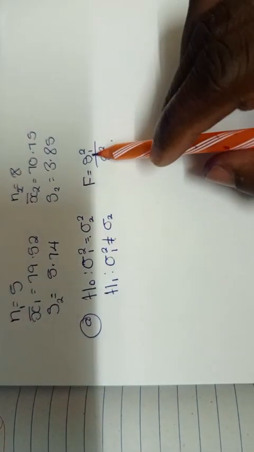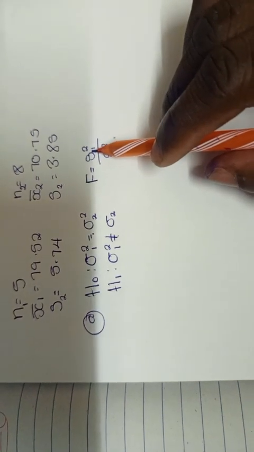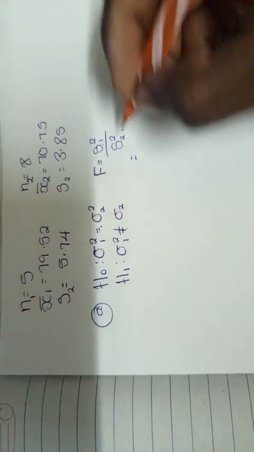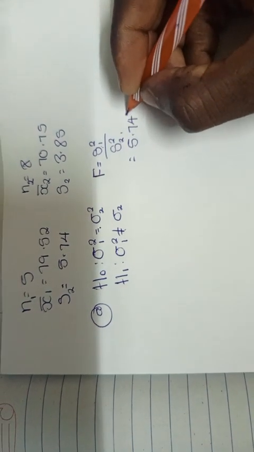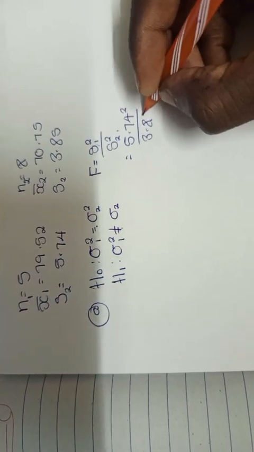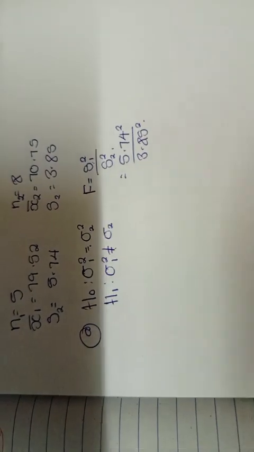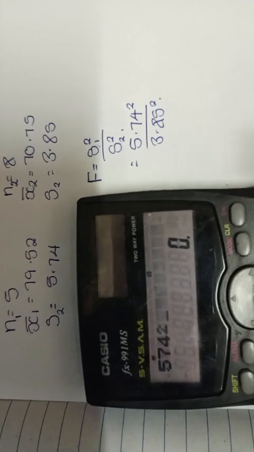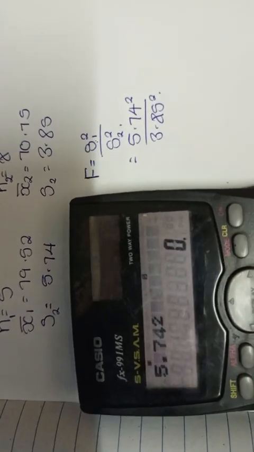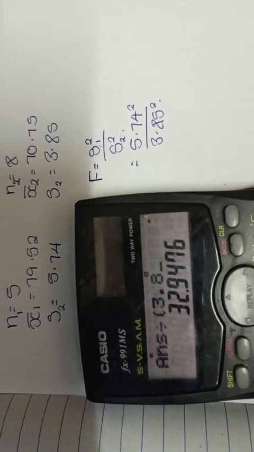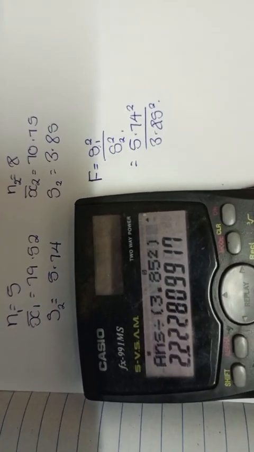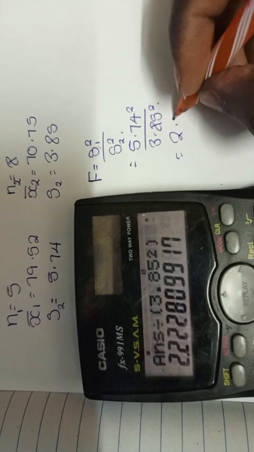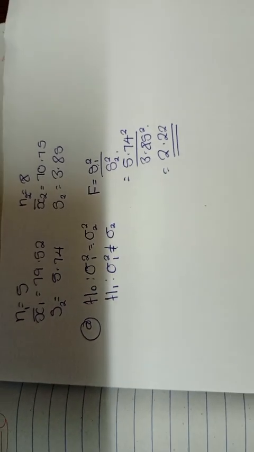The reason is that sample variance 1 is greater than sample variance 2. So in this case, you just replace 5.74 squared divided by 3.85 squared. That's what you have. Then from here, you can just get your calculator and punch the data: 5.74 squared divided by 3.85 squared, and you get 2.22. So this is the answer that you get when you punch it on your calculator.